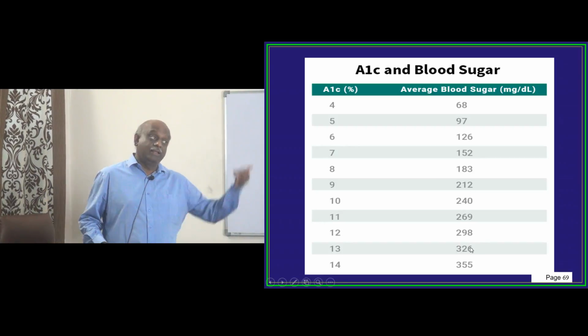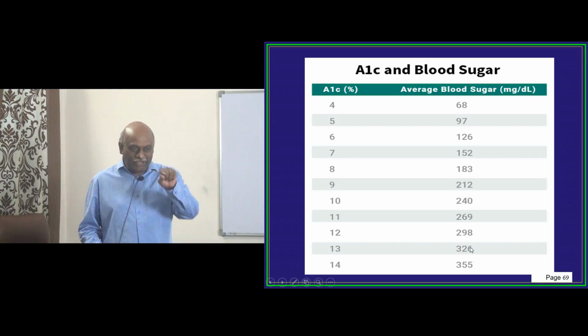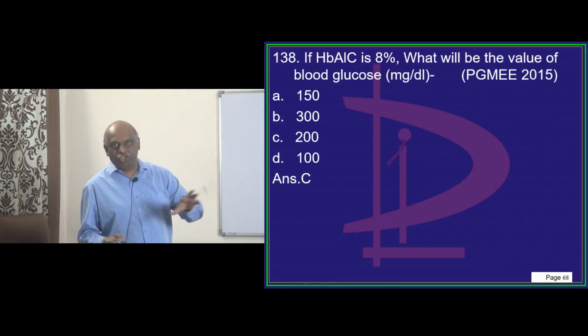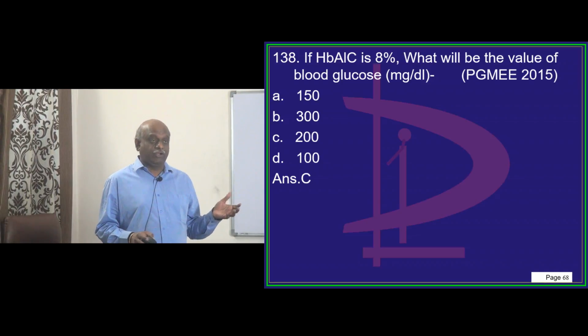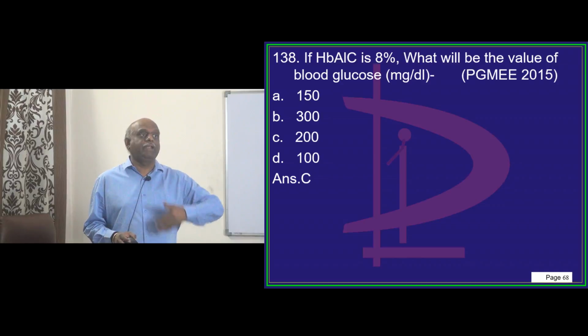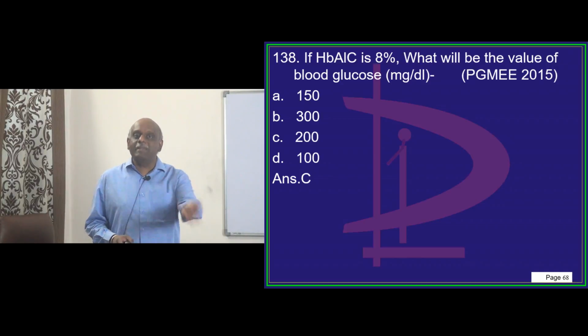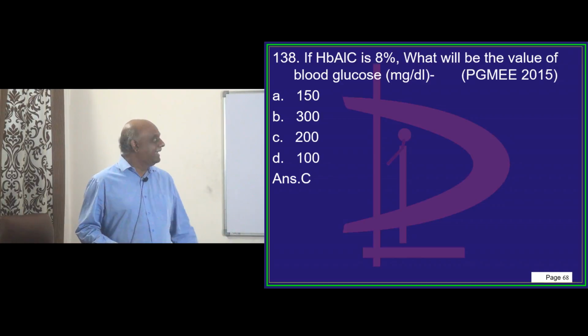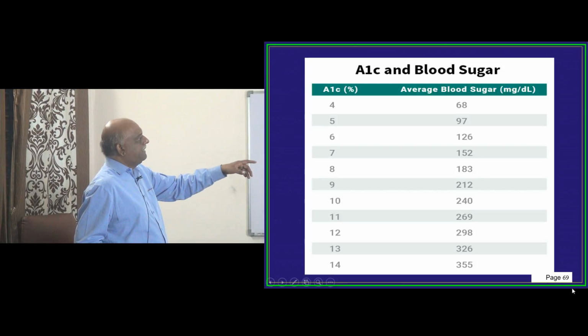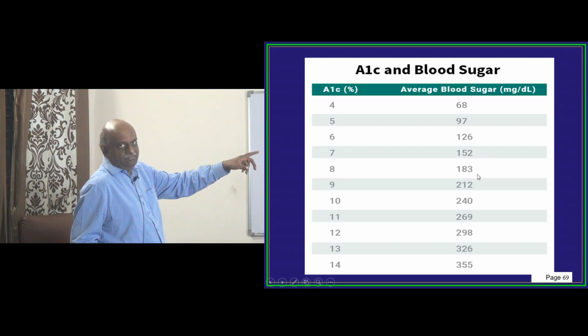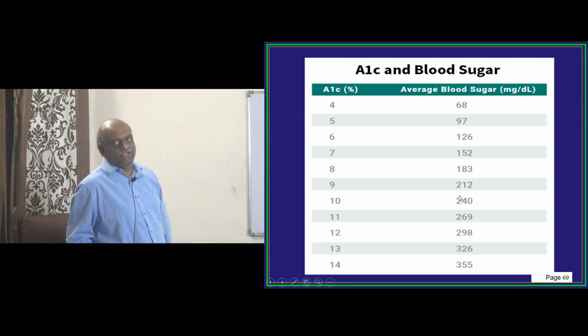So doctor, this is one slide which you need to bookmark, because diabetes is a very high yield topic, insulin is a very high yield topic. The examiner has a tendency to repeat and throw another question or the same question in the next exam. So doctor, if it is 8%, it is nearly 183. 9 means 212, that means nearest is 200.